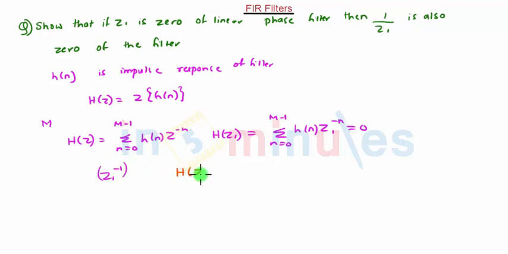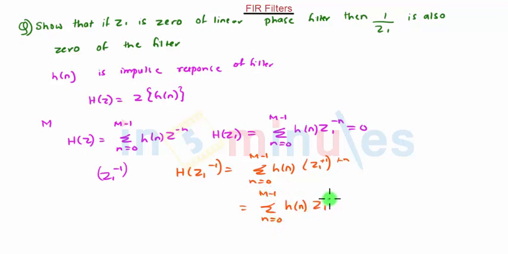H of z1 raised to minus 1 is equivalent to summation n is equal to 0 to capital M minus 1 h of n z1 raised to minus 1 raised to minus n. Now we will cancel out these terms and it turns out to be summation n is equal to 0 to capital M minus 1 h of n z1 raised to n. Now for a linear phase filter, the condition is h of n is equivalent to h of capital M minus 1 minus n. Now we will substitute this value in the previous equation.